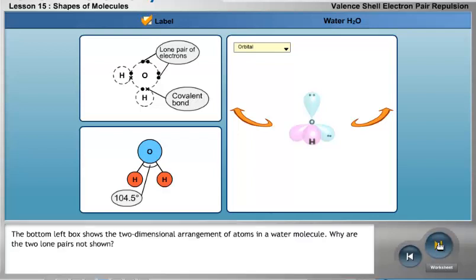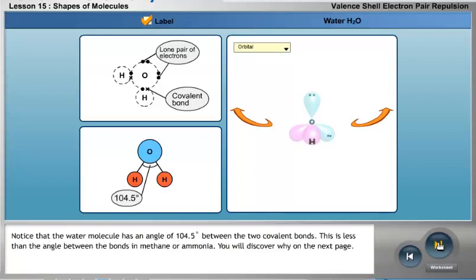The bottom left box shows the 2-dimensional arrangement of atoms in a water molecule. Why are the 2 lone pairs not shown? Answer: lone pairs of electrons and orbitals are not shown in ball and stick models. Notice that the water molecule has an angle of 104.5 degrees between the 2 covalent bonds. This is less than the angle between the bonds in methane or ammonia. You will discover why on the next page.